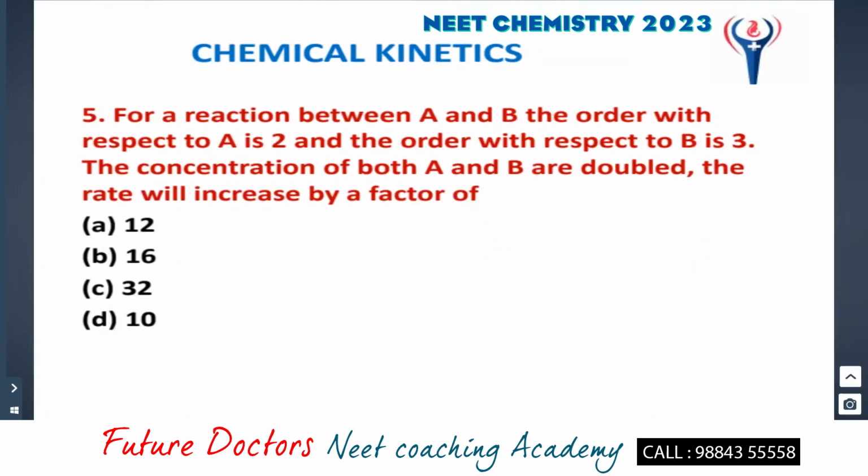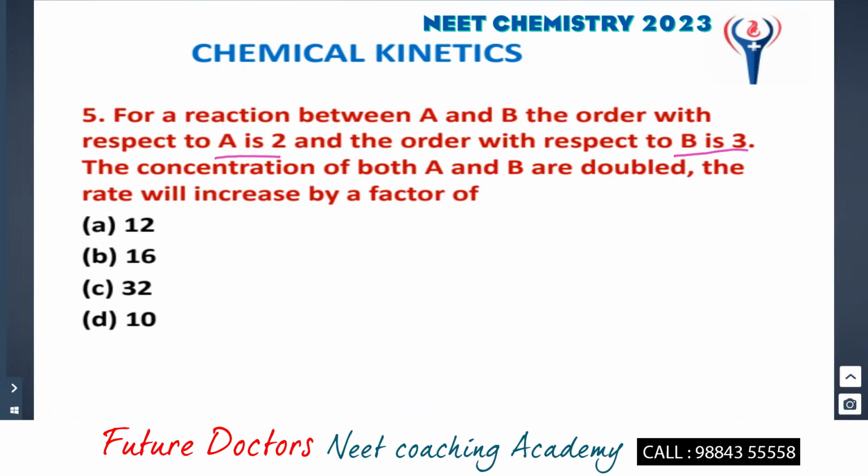Next one. For a reaction between A and B, the order with respect to A is 2, and the order with respect to B is 3. The order is given. Concentration of both A and B are doubled. The rate will be increased by a factor of what? How much increase they are asking?